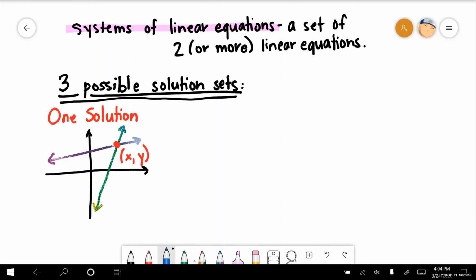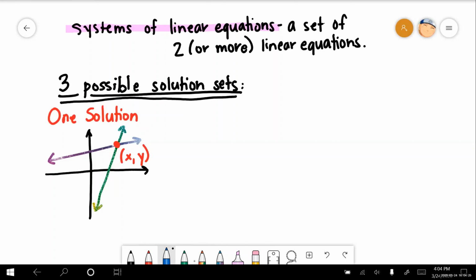Okay, so that's one possibility when you have a system where they just cross each other. Now, in absolute value equations, we had 2 solutions. For linear equations, that's not going to really happen because these lines have to be straight by definition. So they can't just turn around and cross each other again. So when we have 2 lines that cross each other, they will only cross once to yield this 1 solution.